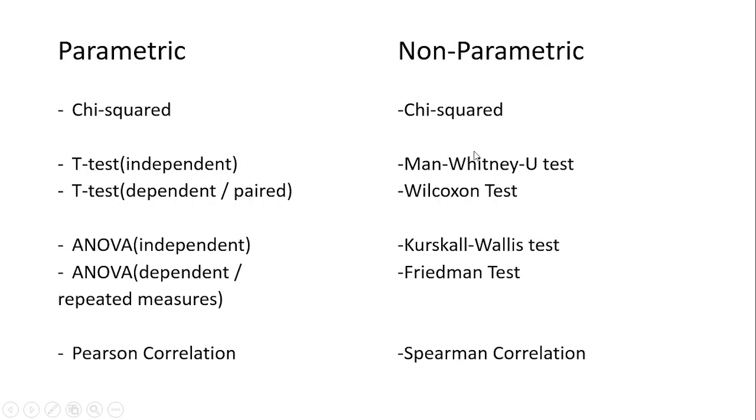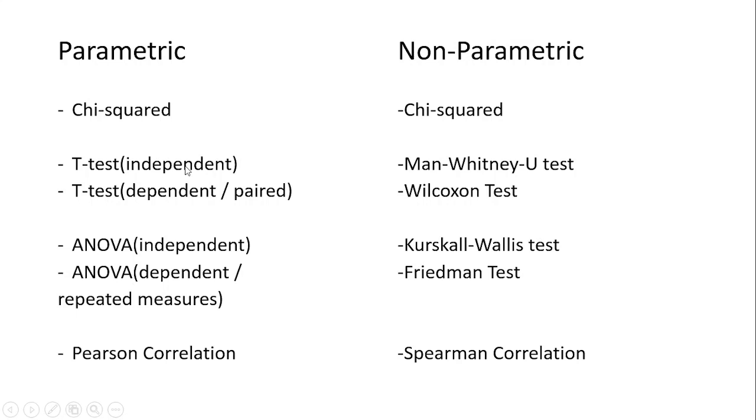Chi-squared test doesn't have assumptions, and it's not parametric or non-parametric, so I put it here, but it's not counted as none. You can use it without any assumptions. T-test: independent samples, paired samples. These two have a lot of names: paired samples, unpaired samples, independent samples, dependent samples. I will be explaining these things in the t-test video.